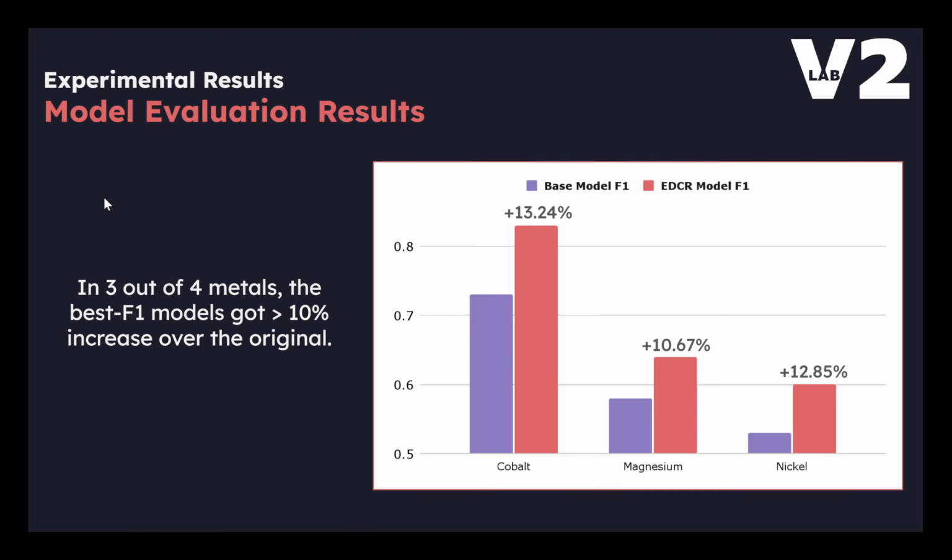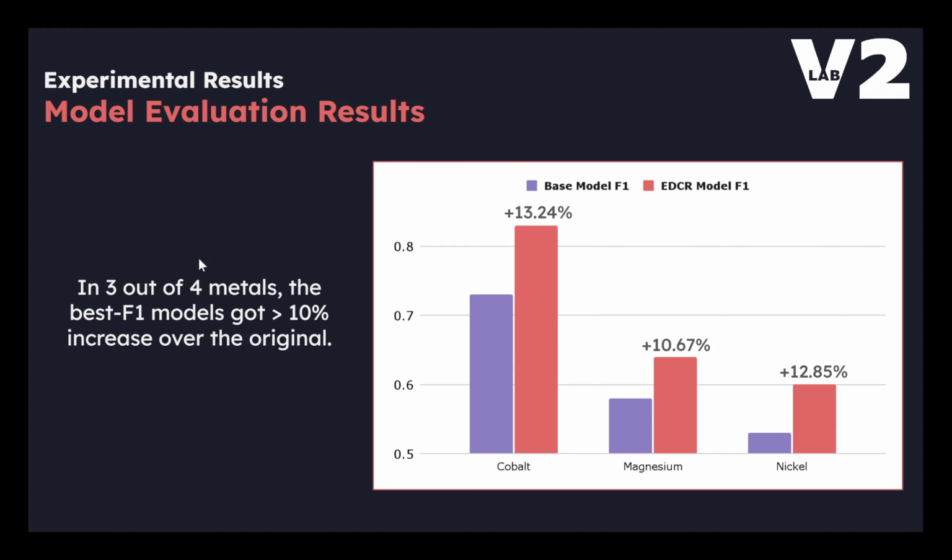So this was the most significant of our findings. We found that in 3 out of the 4 metals tested, when we applied EDCR to the best model in terms of F1 score, we managed to get a pretty nice bump of over 10% in F1 over the original score.